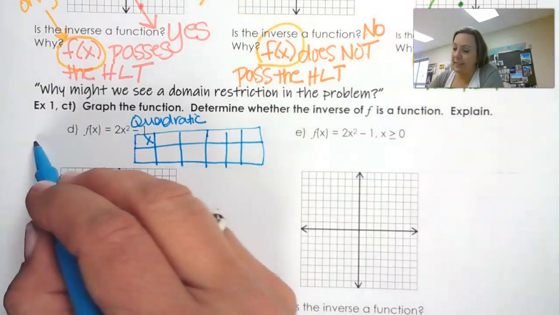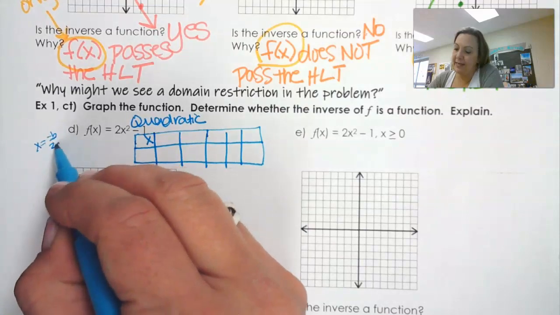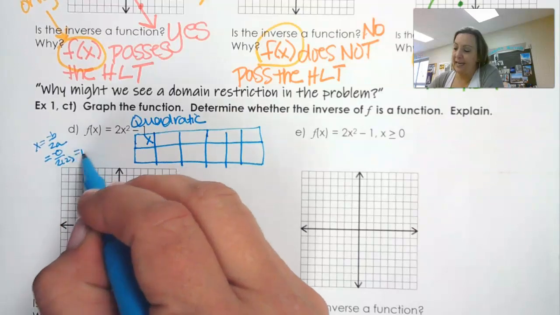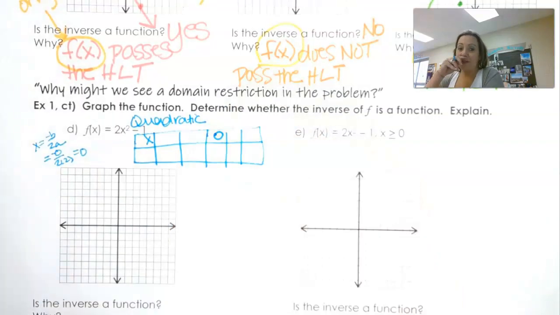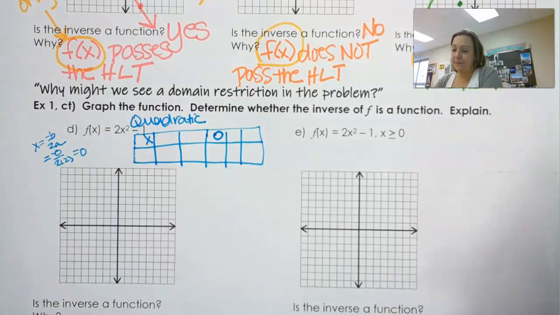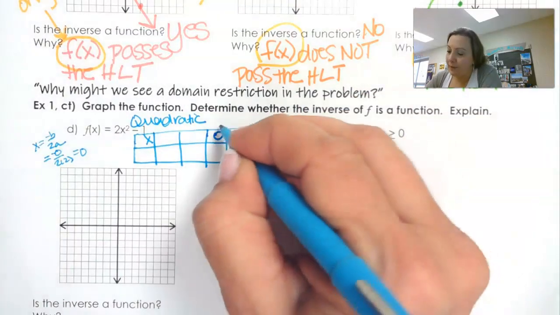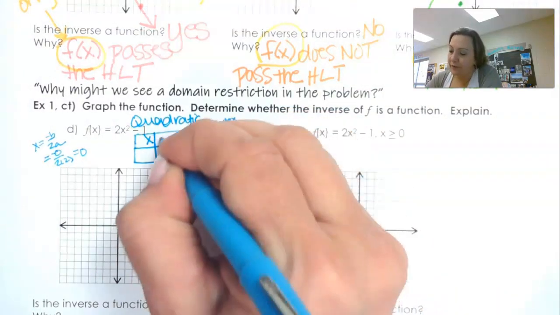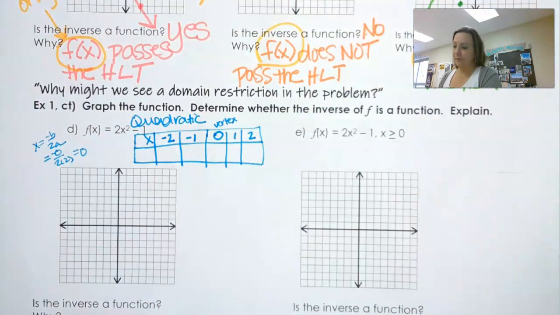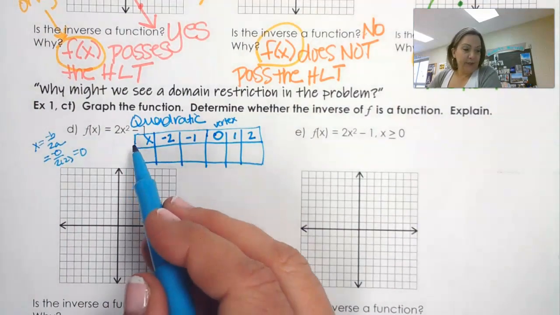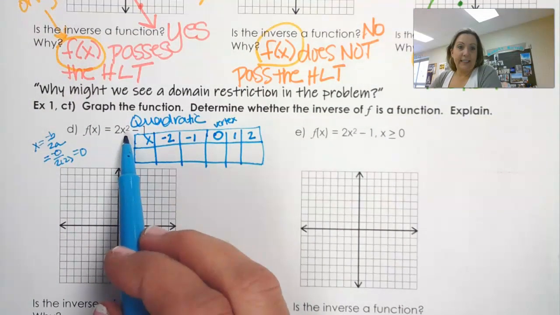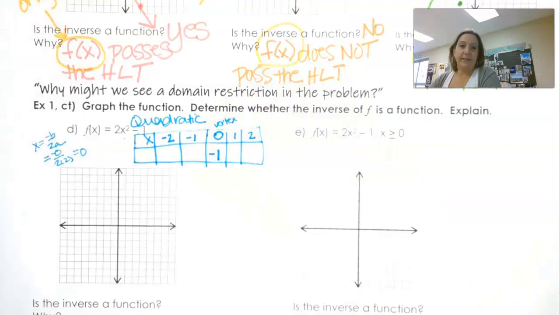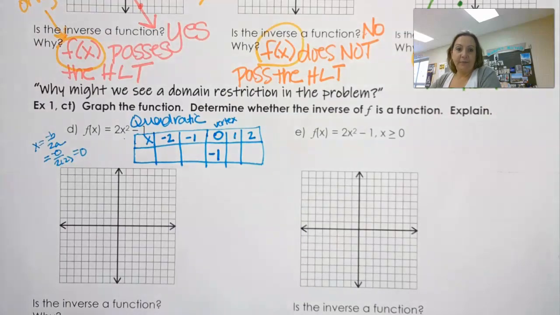I see that if I'm using the -b over 2a, my b value is 0. So it doesn't really matter what a is. I know that the x-coordinate of the vertex is going to be 0. And so I'm going to put that vertex in the middle. And then I'll go around it, 1, 2, -1, -2. And I can substitute 0 in pretty easily, or use the idea that this is vertex form. H is 0, K is -1. I know that 0, -1 is going to be the vertex.